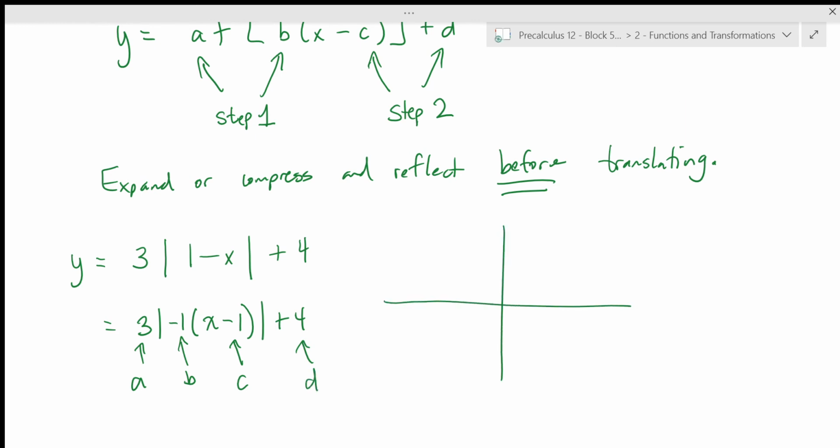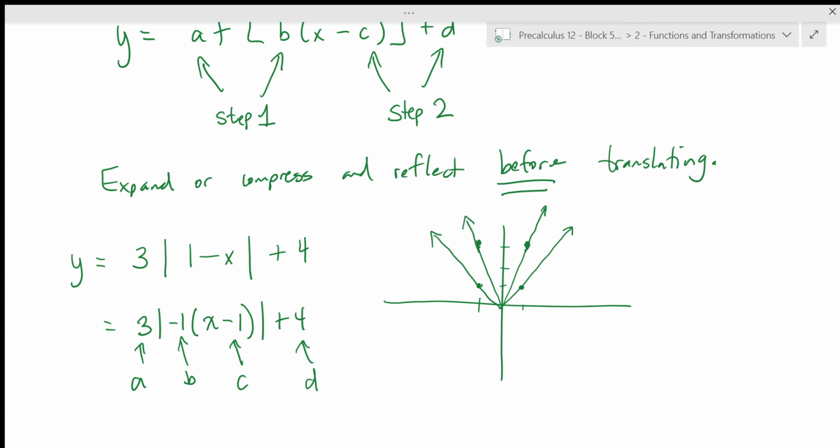Okay, so what I usually do is I will start with my base function right here. Okay, so this is my base function. Then I will do my expansion. So my a is 3, which means if I have a point here, say at 1, 1, that point with the same x value will be multiplied by 3. So that will actually go to 1, 3. That's my point on my new one. Similarly here, if I have negative 1, comma 1, multiply that number by 3, goes up to negative 1, comma 3.